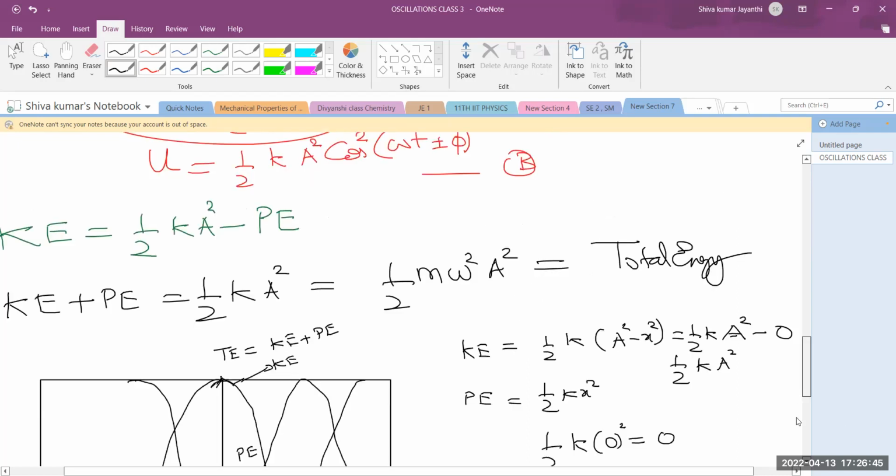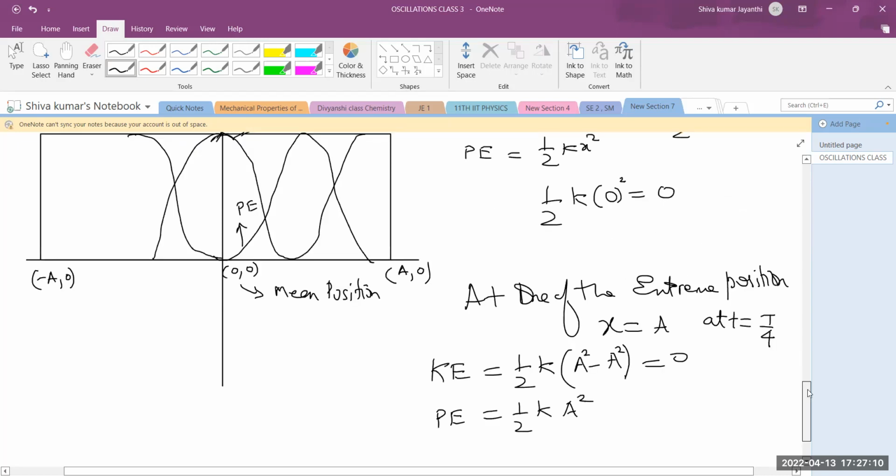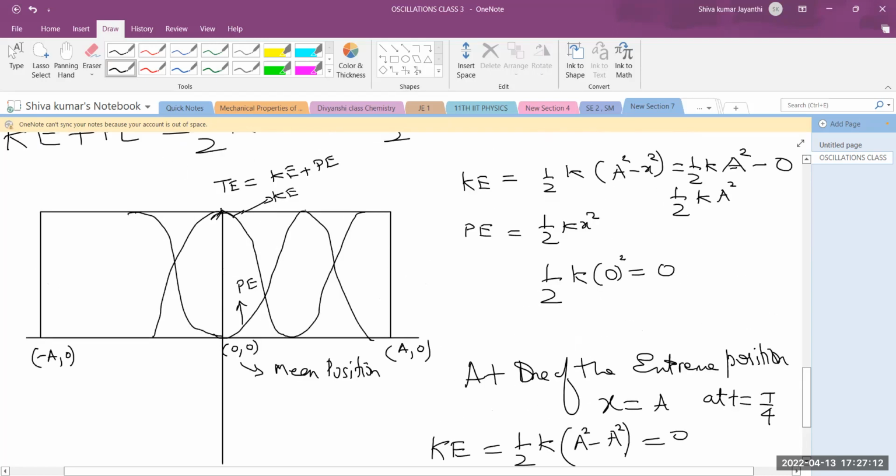Understood? When does this happen? When is x equal to amplitude? At x equal to A, at what time is it going to happen? At t by 4, no? At small t equal to T by 4, this happens. Yes, so this is the point. Understood?